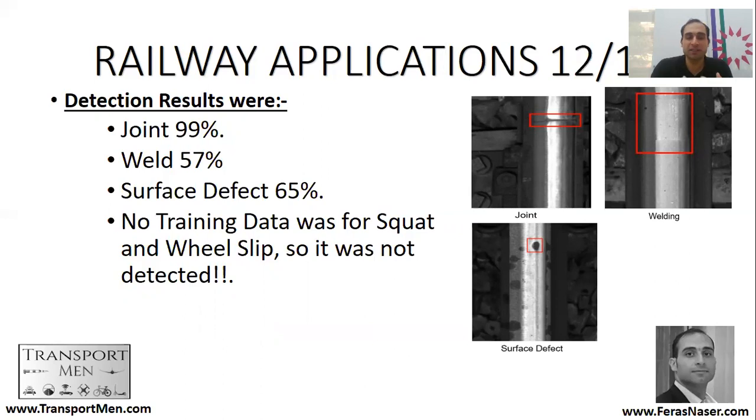So 57% of well detection is not a result that we can really rely on, because definitely any patroller can detect wells better than 57%. So the human eye is much superior than this by far.